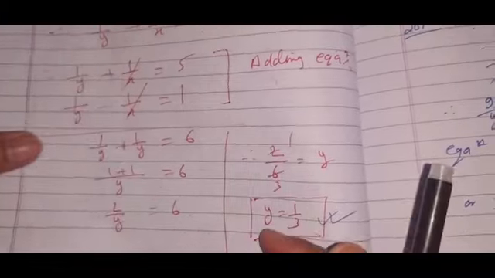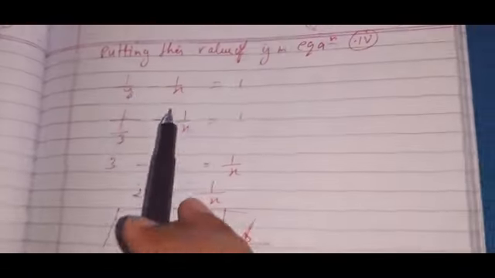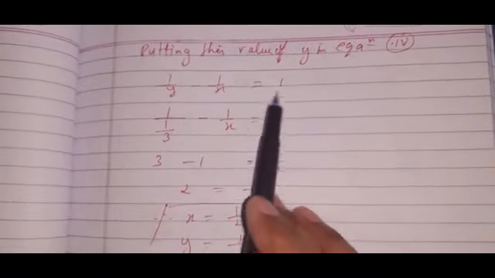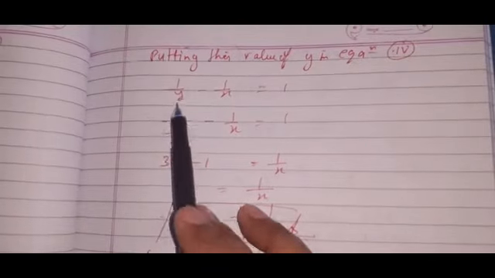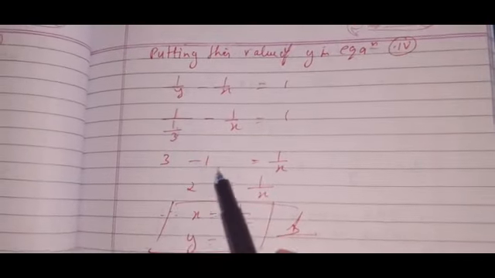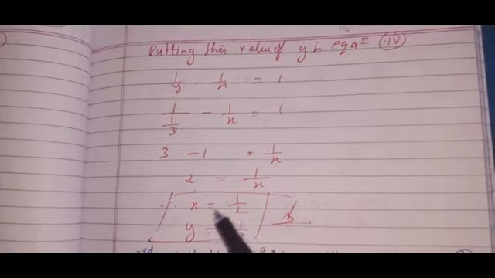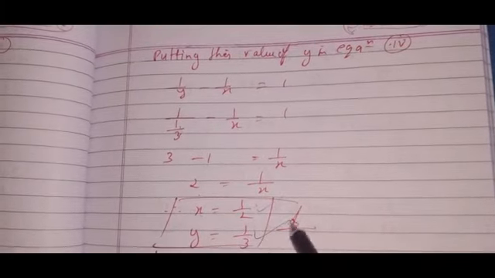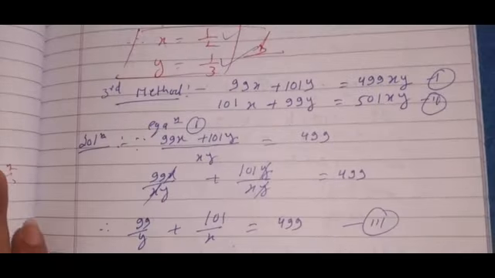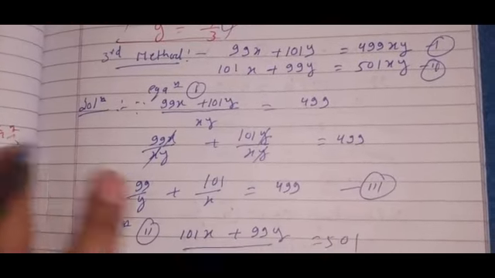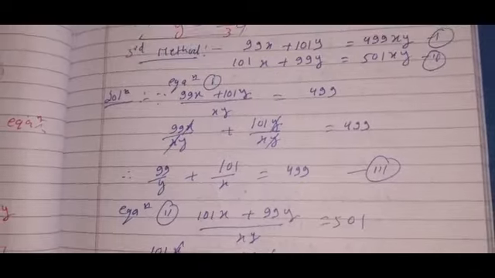Now you put this value of y in any of the equations. You will get 1 by y minus 1 by x is equal to 1. So I have used here the value of y as 1 by 3. So 3 minus 1 by x is equal to 1, so 1 by x is equal to 2. So x is equal to 1 by 2. So this is your answer by the second method. Now see the third method. If you want to see the third method also, then again see what we can do.